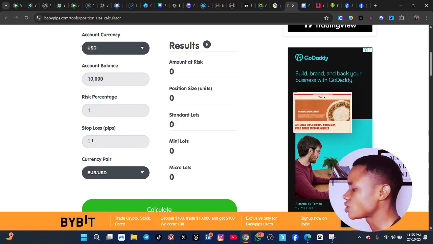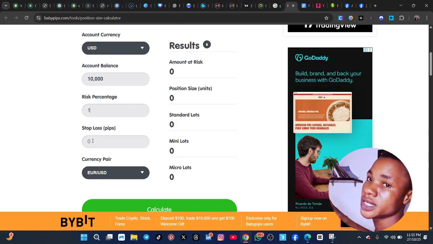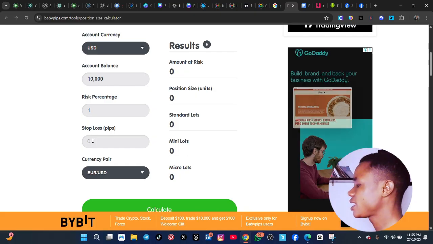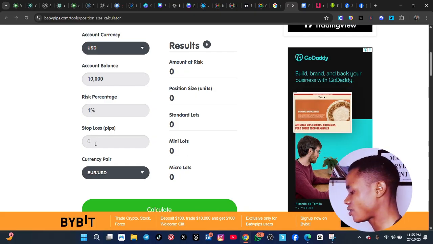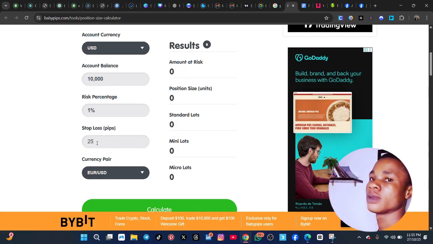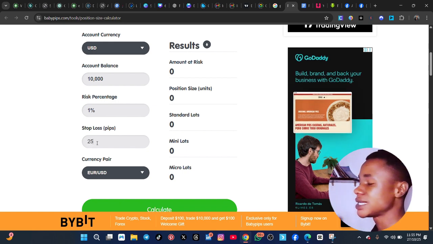And then what is your stop loss? Of course, your stop loss you must have calculated from the technical analysis. Let's say here we still have it as 25. All right, 25. This is all. This is the whole thing you need, and there's no guessing here. Everything here is determined by you.